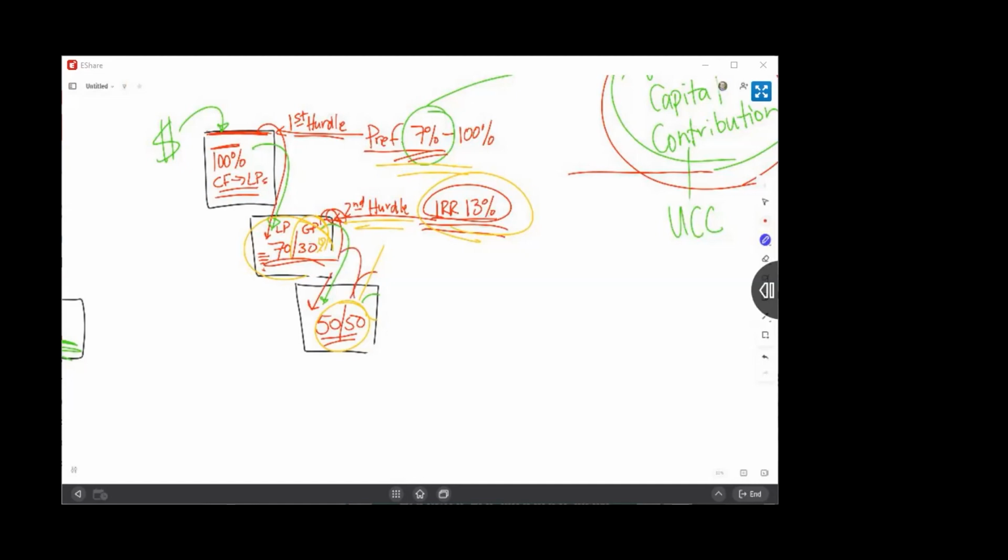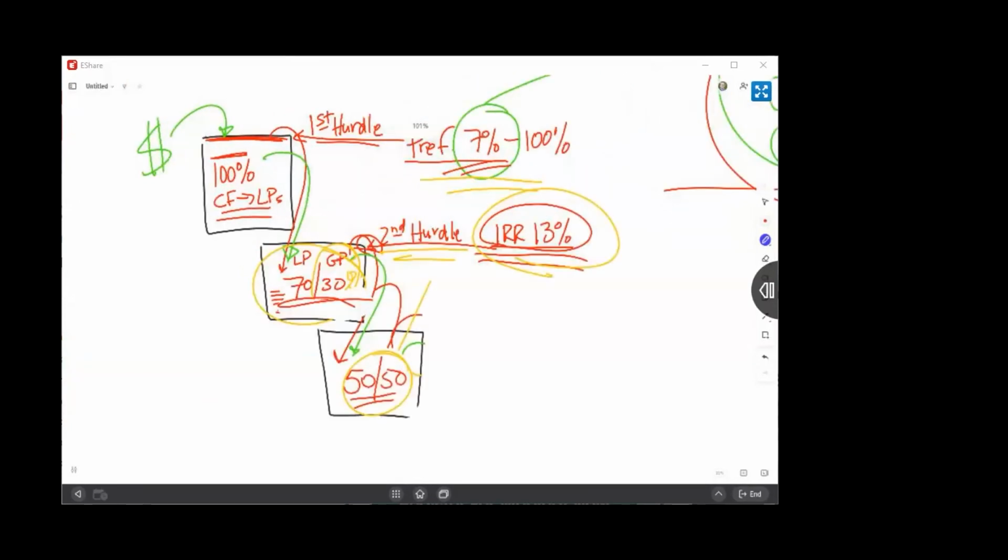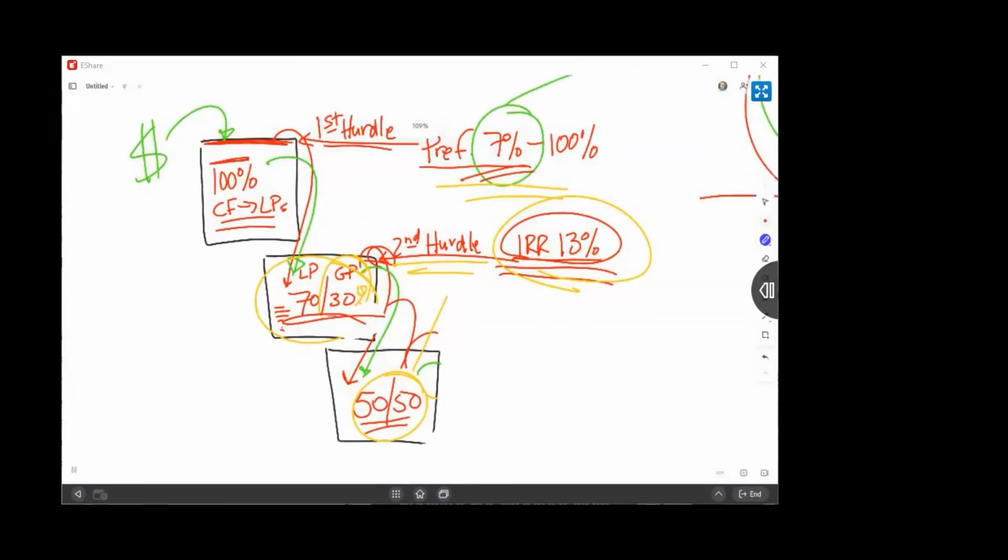So if we can't find deals that allow us to do this hurdle, then we don't do it. Right? So we're actually looking for deals that will actually allow us to use this hurdle, where we know we can still get great cash flows for us as the GP, but also great returns for our investors at the same time.